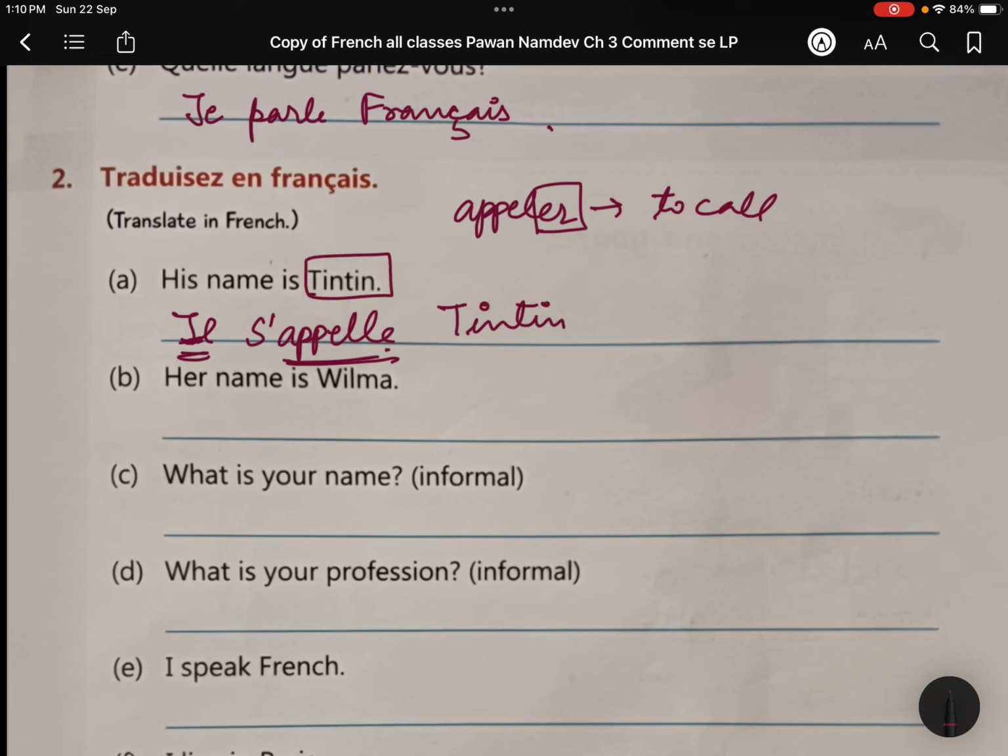Her name is Vilma. Elle s'appelle. She calls herself Vilma. What is your name?